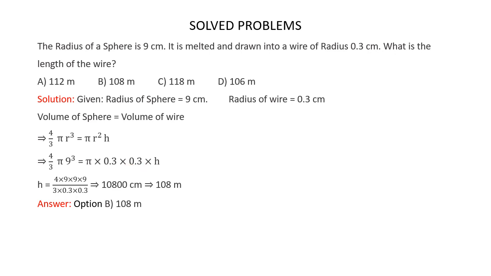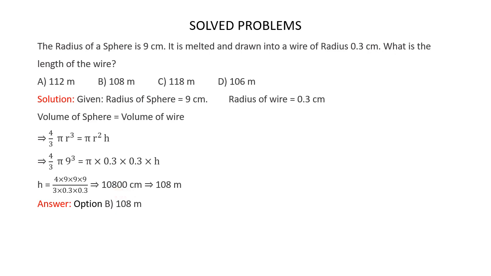by h. Now the pi on the left hand side and the pi on the right hand side gets cancelled out. So now we are left with h is equal to 4 multiplied by 9 multiplied by 9 multiplied by 9 divided by 3 multiplied by 0.3 multiplied by 0.3. On solving this, we get h is equal to 10,800 centimeters.